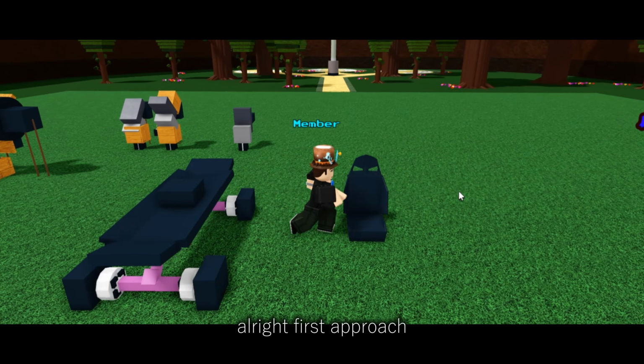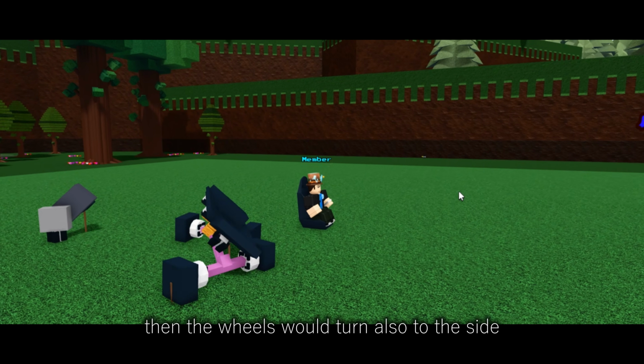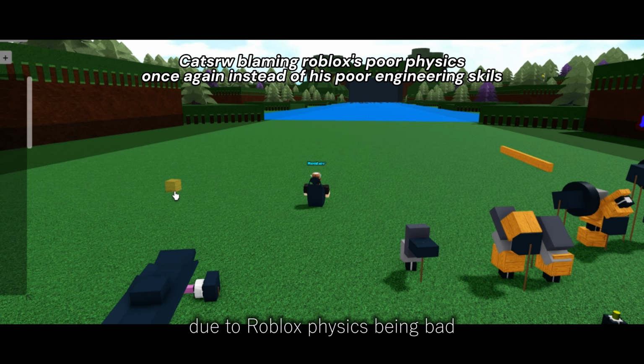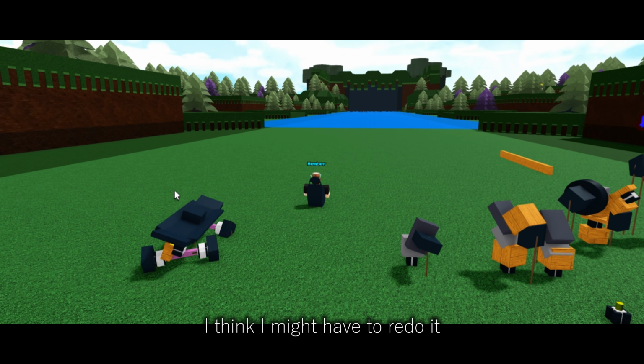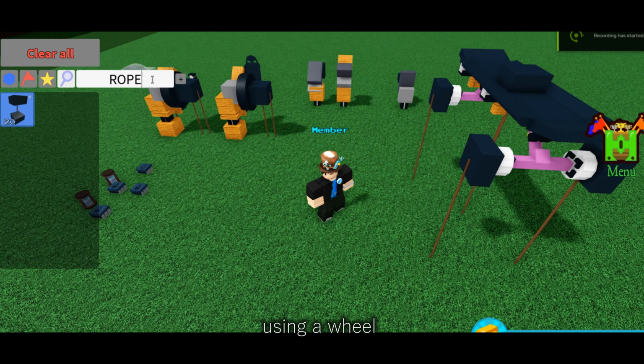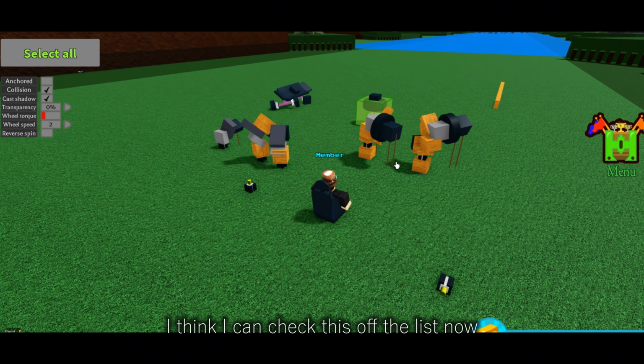Alright, first approach. I tried making this like a real skateboard where if you were to lean to the side, then the wheels would turn also to the side, but there were some issues with this. Due to Roblox physics being bad, it doesn't really turn at all. I think I might have to redo it and take a different approach. I might have to cheat using a wheel. That's actually pretty smooth. Yeah, I think I can check this off the list now.